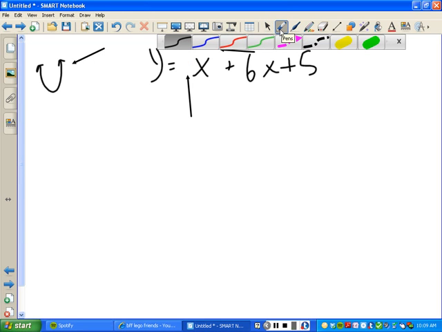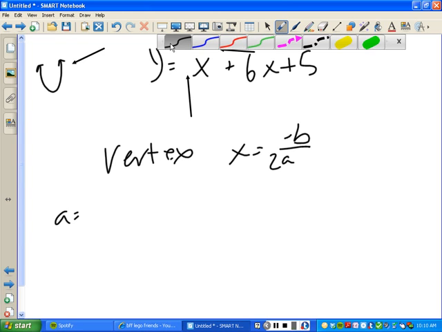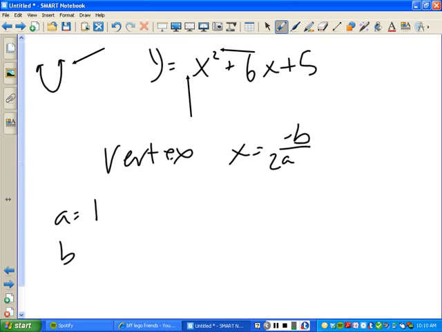Okay. All right. So how do you find the vertex? What's the formula for the x-coordinate? Negative b over 2a. Okay? And in this case, a is 1 and b is positive 6. Now, when you plug it in, it'll become a negative 6. So it's x equals negative 6 over 2 times a. So the x-coordinate is negative 3.